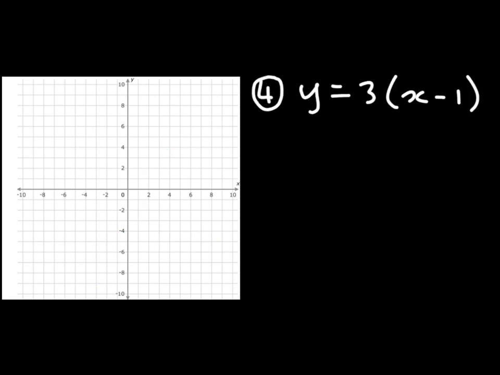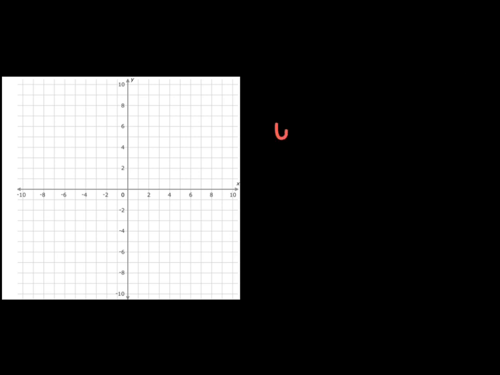For question 4, we are asked to plot the graph of 3 times, and in brackets we have x minus 1. So before we can continue, we need to multiply out the brackets. So we'd get that y equals 3x minus 3. So this is now the equation that we're going to use when we're plotting the graph.